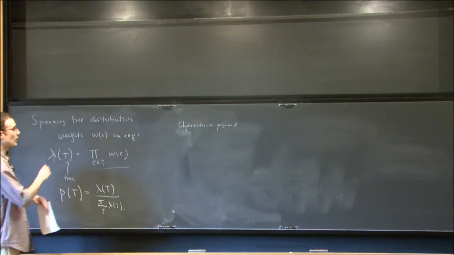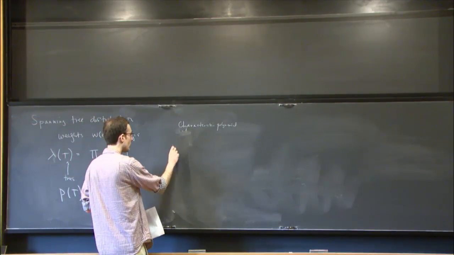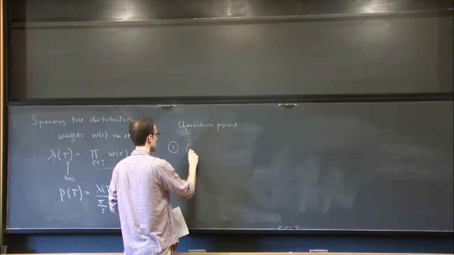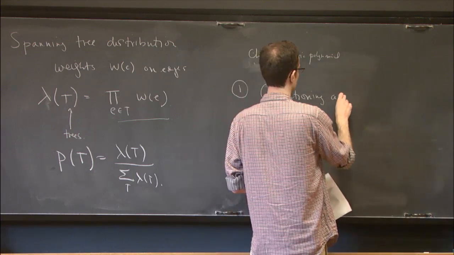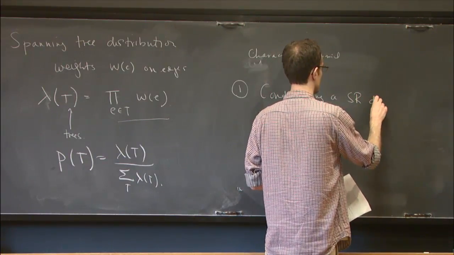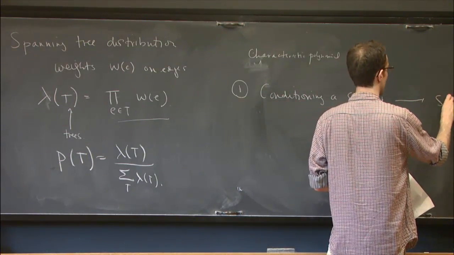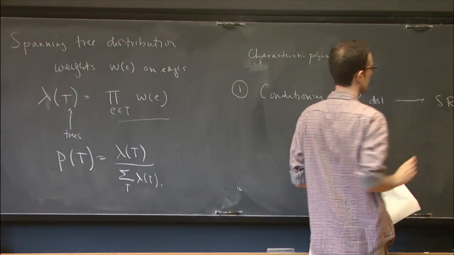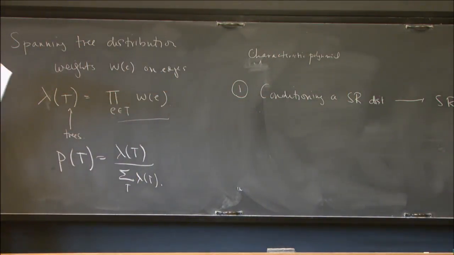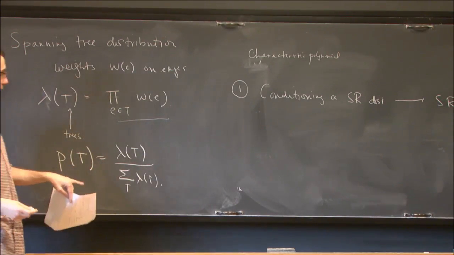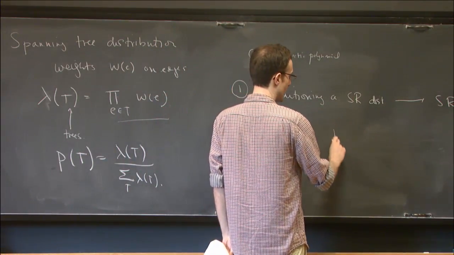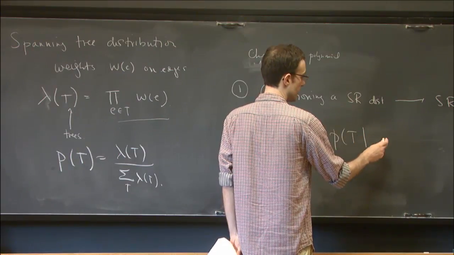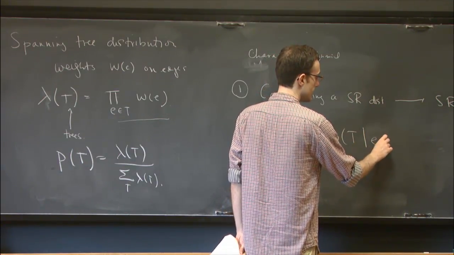So what's nice about strongly Rayleigh distributions? Well, first of all, conditioning a strongly Rayleigh distribution gives you a strongly Rayleigh distribution. I'm told this is actually one of the most important things about them. So if you wanted to know the probability, for instance, instead of taking the probability of T, you wanted to know things like the probability of T given that e1 is in T.